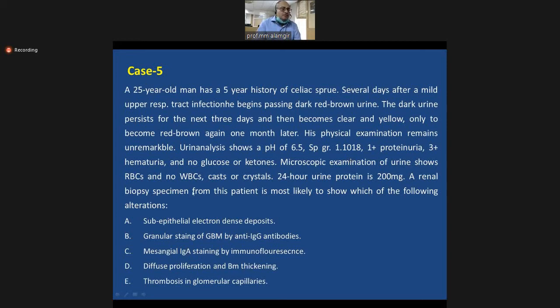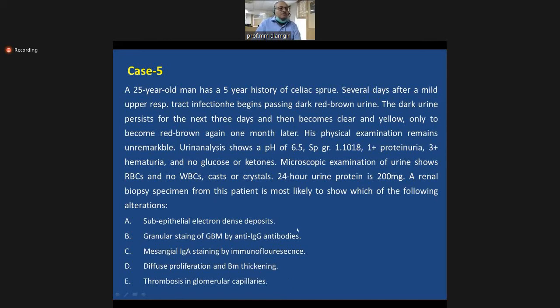A renal biopsy specimen from this patient is most likely to show which of the following alterations: subepithelial electron dense deposits, granular staining of GBM by anti-GBM antibodies, mesangial IgA staining by immunofluorescence, diffuse proliferation and basement membrane thickening, and thrombosis in the capillaries. So these are the options.